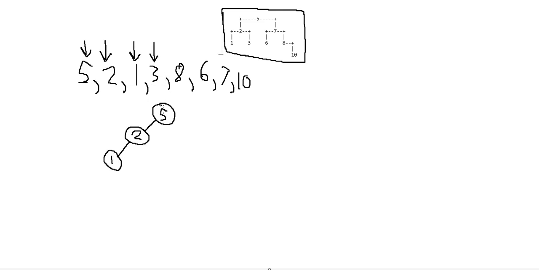Next, we have a 3. 3 is less than 5. 3 is greater than 2. So it goes to the right subtree of 2. Next, we look at 8. 8 is greater than 5, so it goes to the right subtree of 5. Next, we look at 6. 6 is greater than 5, but it's less than 8, so it goes to the left subtree of the 8.